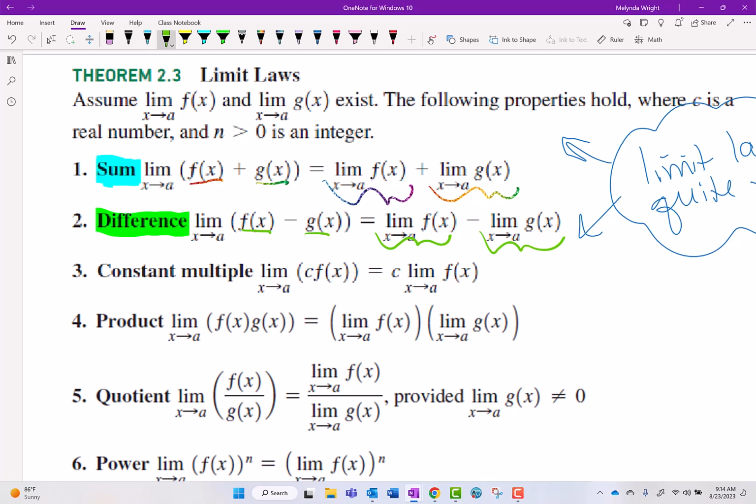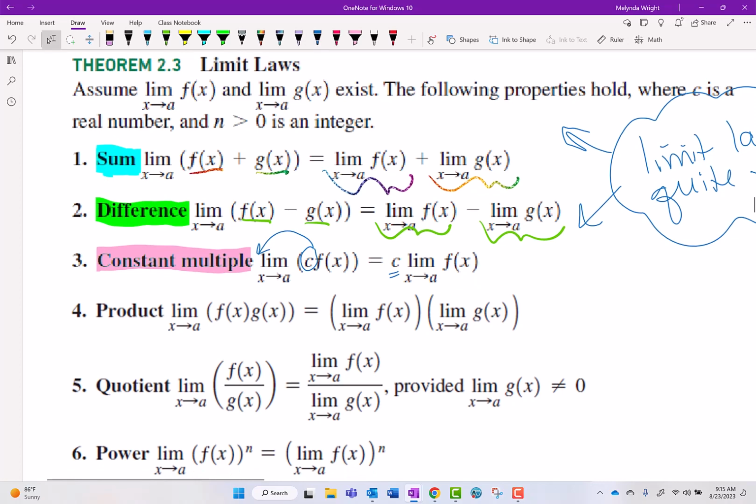Okay? We also have one called the constant multiple. What this one allows us to do is take this constant. Are we familiar with that vocabulary word, constant? That's just a number, like 10. A constant is a number. So if we have a number times our function, we can pull it outside the limit and work it that way. It might be easier for us to do this. These laws are written so that it makes our work easier.